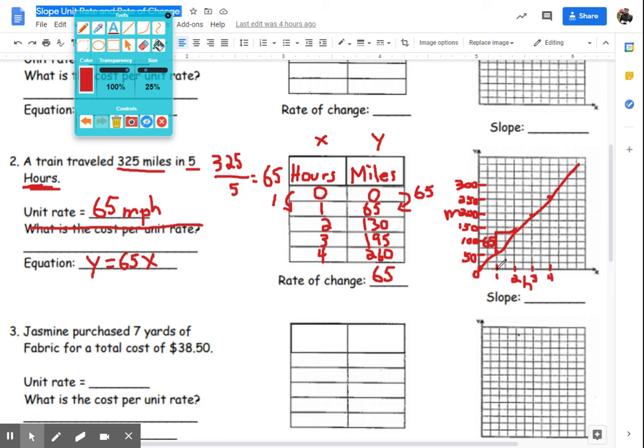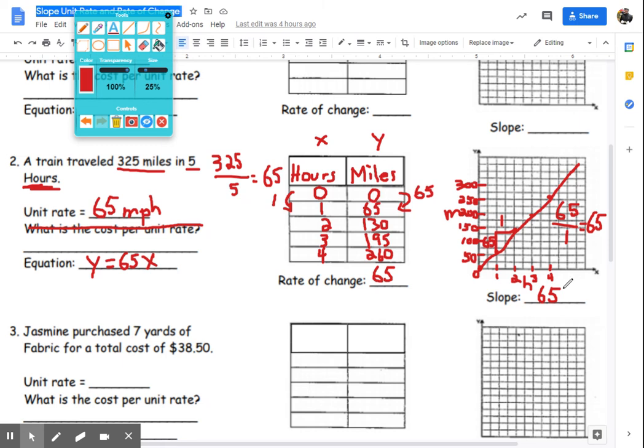And then my hours, I'm going from 1 to 2. Well, that's a change in 1, right? So rise 65 divided by run, which was 1, gives me a slope of 65. All right, and as you can see, our slope, our rate of change, and our unit rate are all the same. All right, so those are 2 examples.